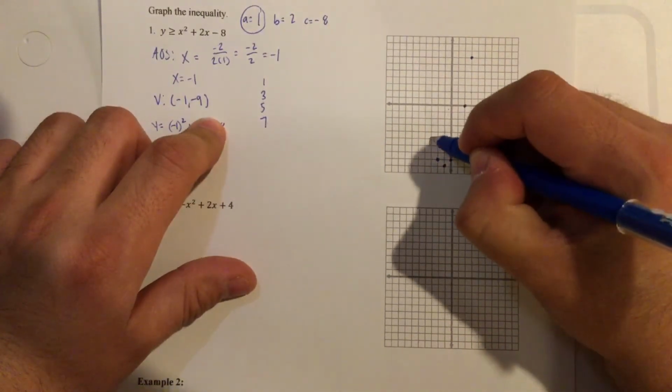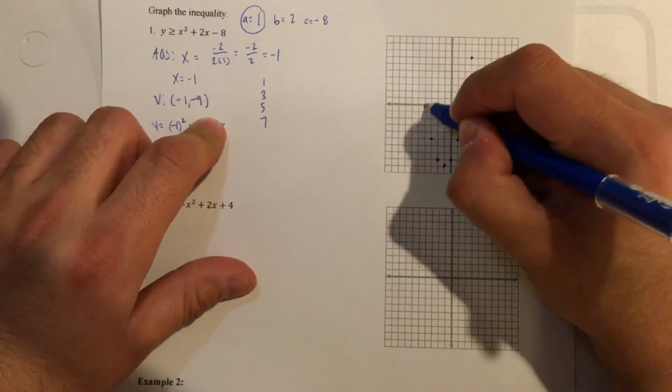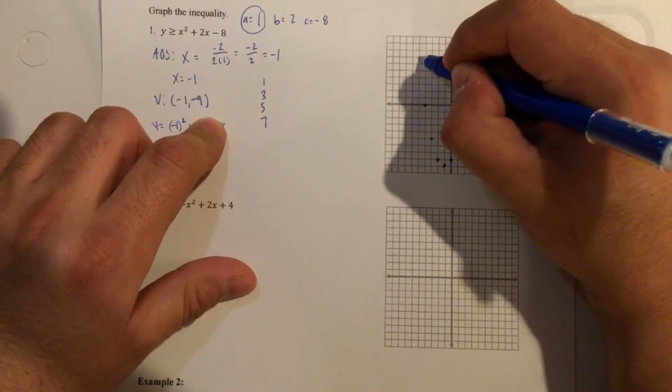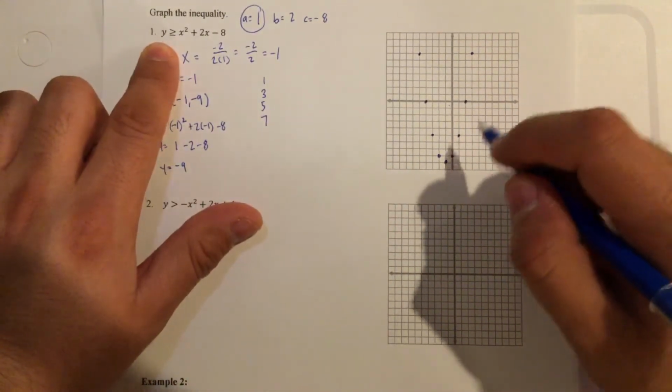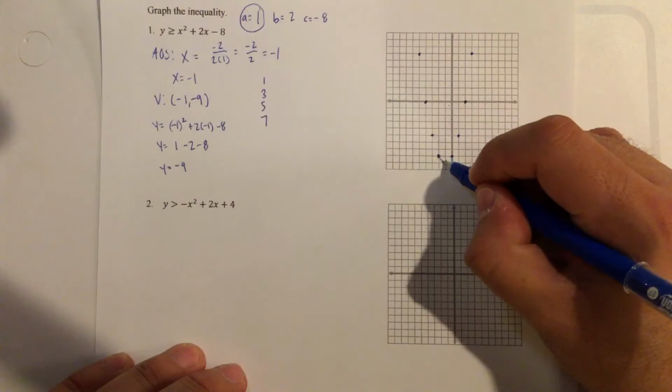Now, if you don't like this, once again, you can always go ahead and pick points and put them in there. Now, this one is greater than or equal to, so that means my line's going to be solid.